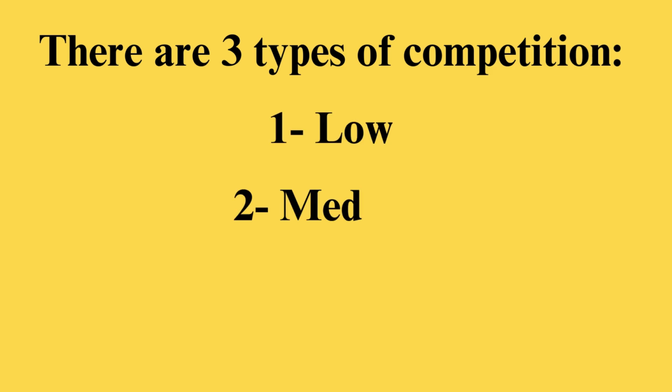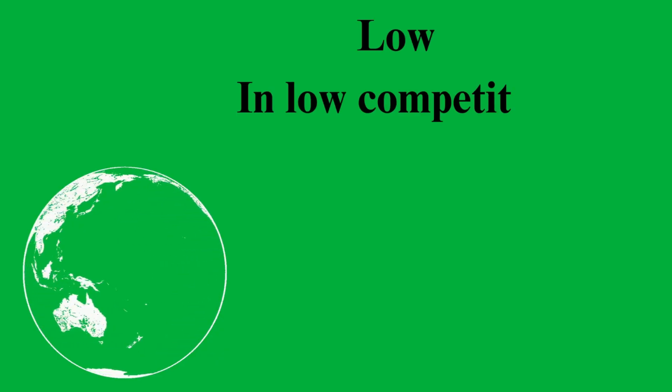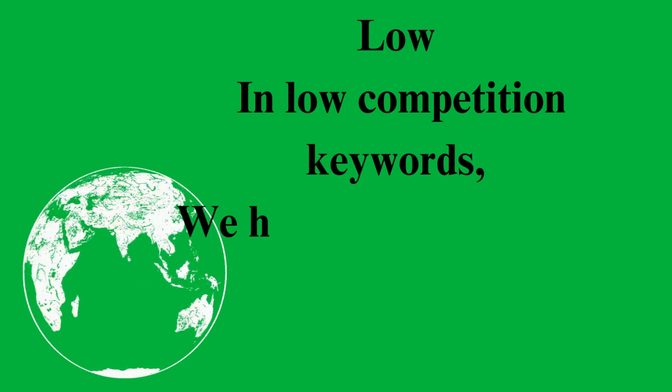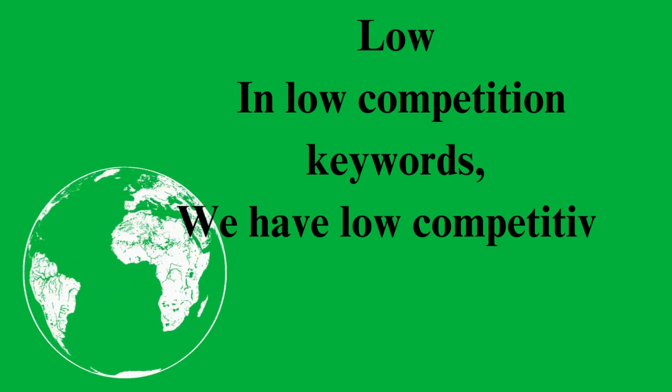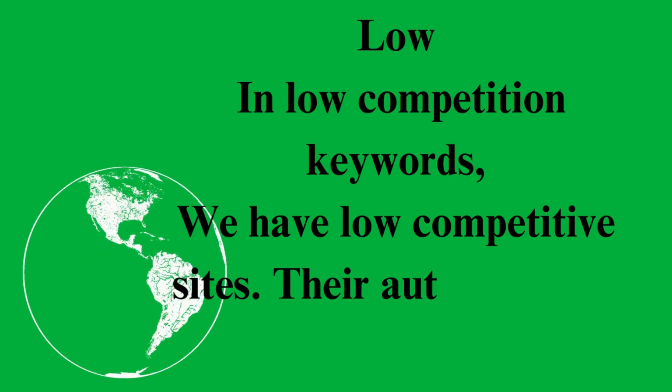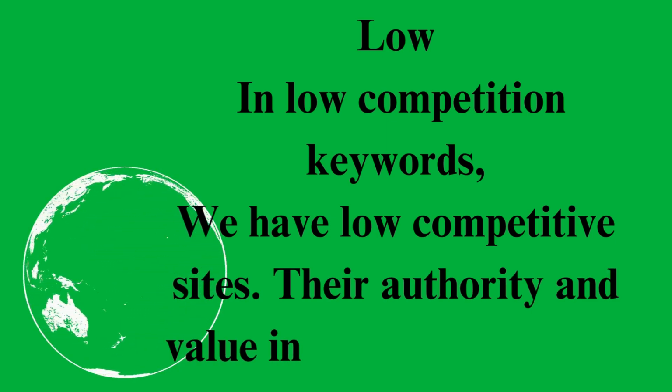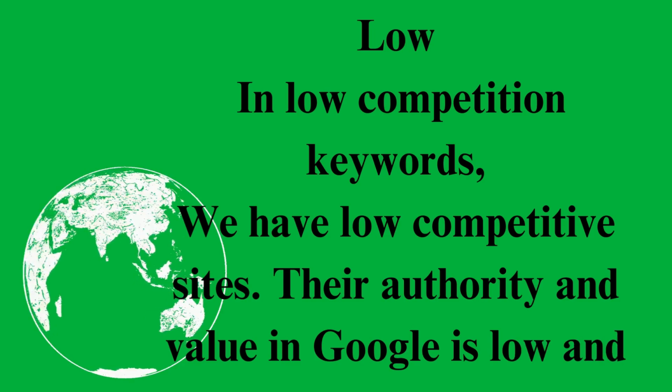Competition refers to the time period which is required to rank a website, like 3 or 6 months. We have low, medium and high, three types of competition. First is the low competition keyword. In a low competition keyword, we have low competitive sites. Their authority and value in Google is low and weak, so your chances of ranking are very high. This normally requires 3 months to rank on Google.